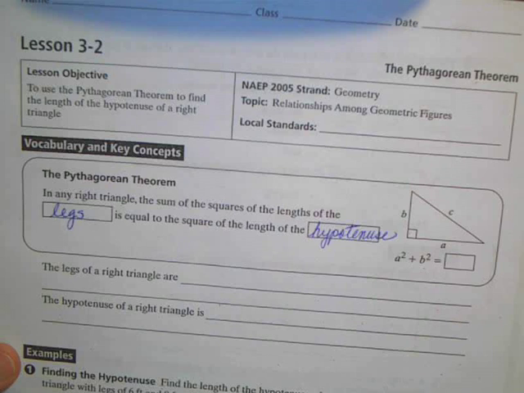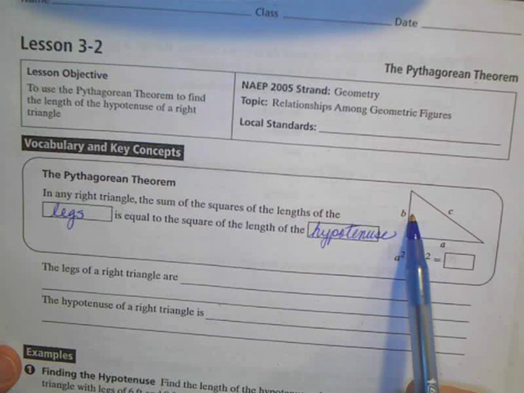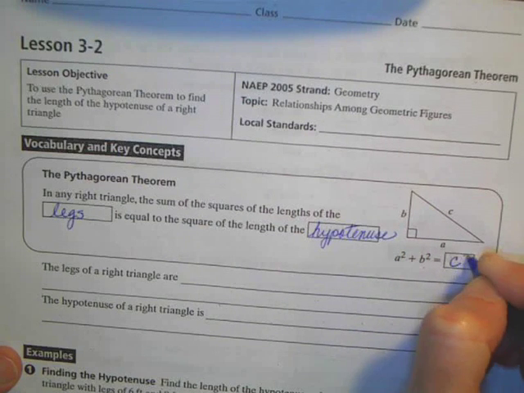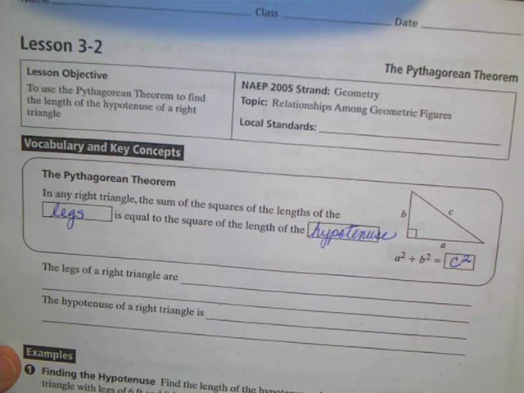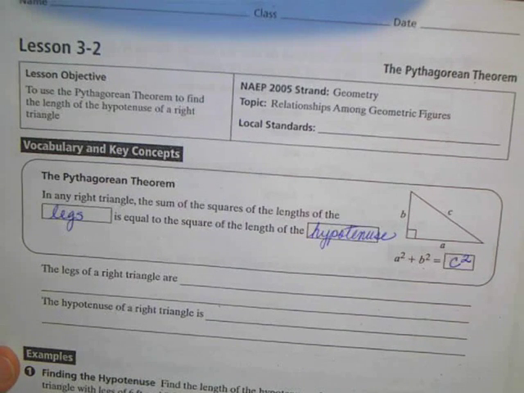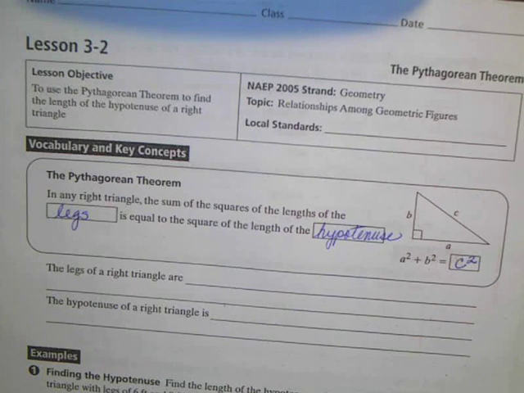Hypotenuse. Okay. If you look at the diagram here, A and B would be considered our legs, and C is the hypotenuse. So if I take A squared plus B squared, that sum is equal to whatever I get when I square the length of the hypotenuse.